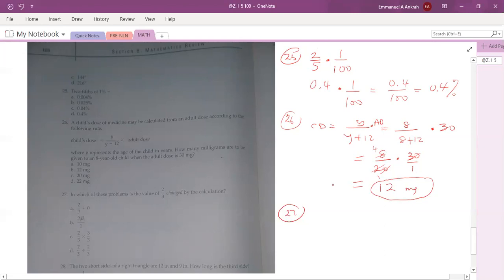So 1 times any number is the same number. It doesn't change. So the one that will change is D, which is 2/3 divided by 2/3. If you're dividing two fractions, you keep the first fraction, take the reciprocal of the second fraction, and multiply by 3/2. If you do this, this will cross out. You have 1, 1, 1. So you have 1. So this changes from the previous fraction. So D is the answer for that one.